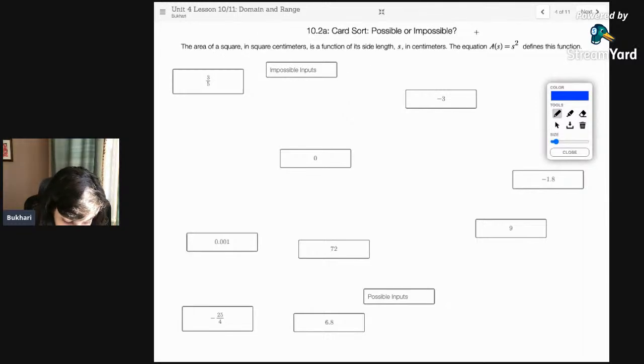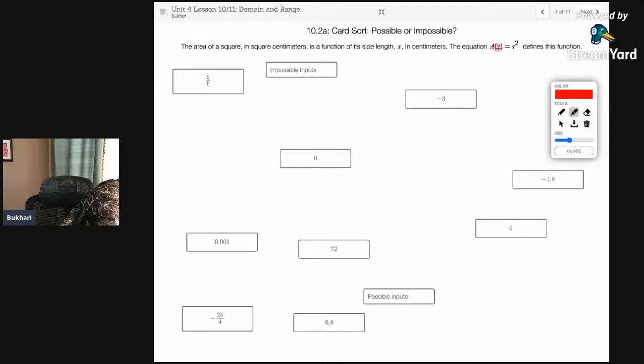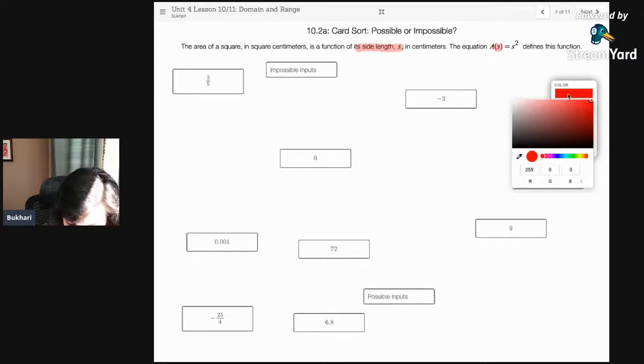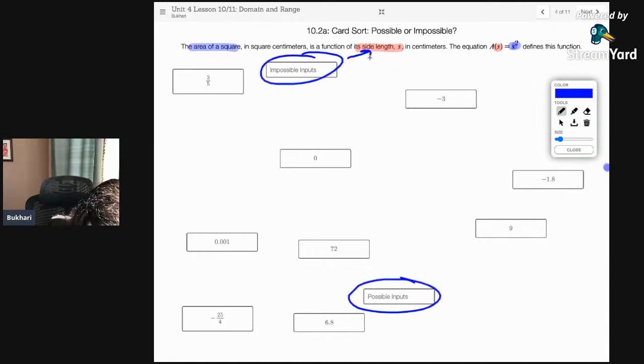In this case, we have the area of a square in centimeters as a function of its side length in centimeters. My input is my side length, and I'll keep it in red because I'll try to keep it consistent. My input here is my side length, and my output is the area of the square. How can we use that to determine what are possible input values, input being my side length here? What are some possible inputs and what are some impossible inputs?